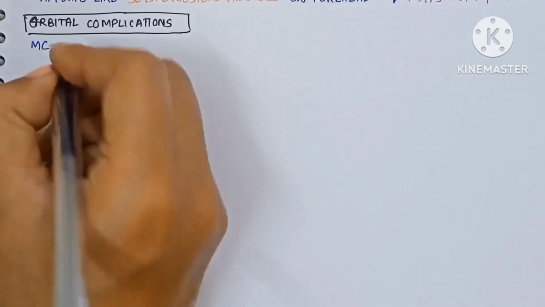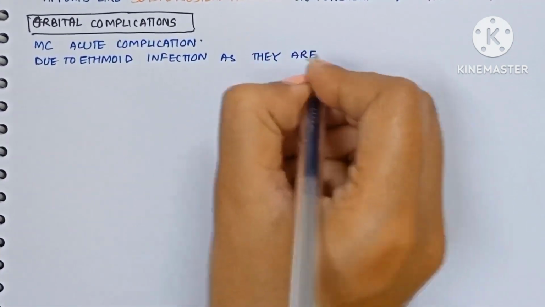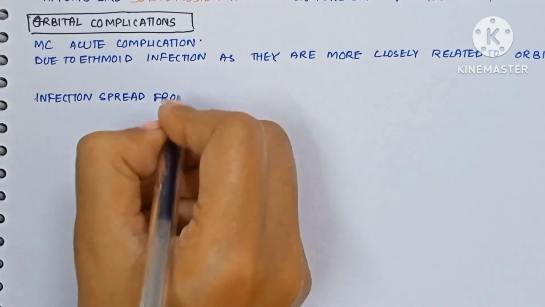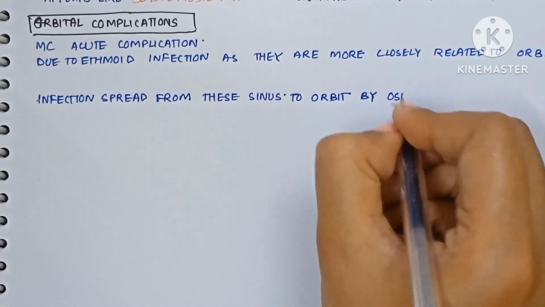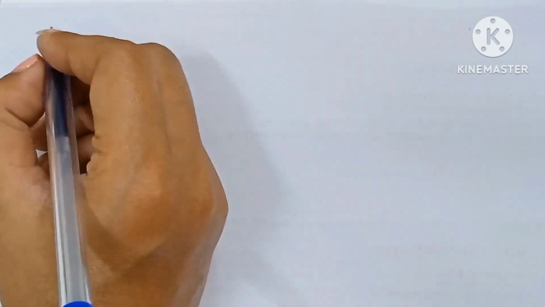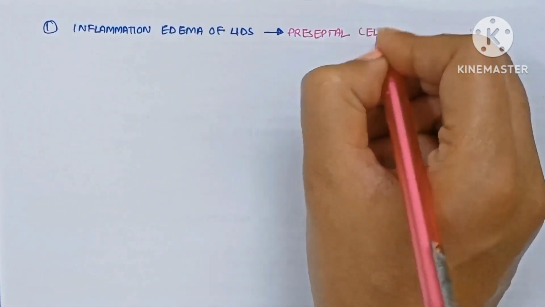Now the orbital complications, which are the most common acute complication, due to ethmoid infection as the ethmoid sinuses are more closely related to the orbit. The infection spreads from these sinuses to the orbit by osteitis or the thrombophlebitis process of the ethmoidal vein. Now the first is the inflammatory edema of the lids, which is known as preseptal cellulitis.